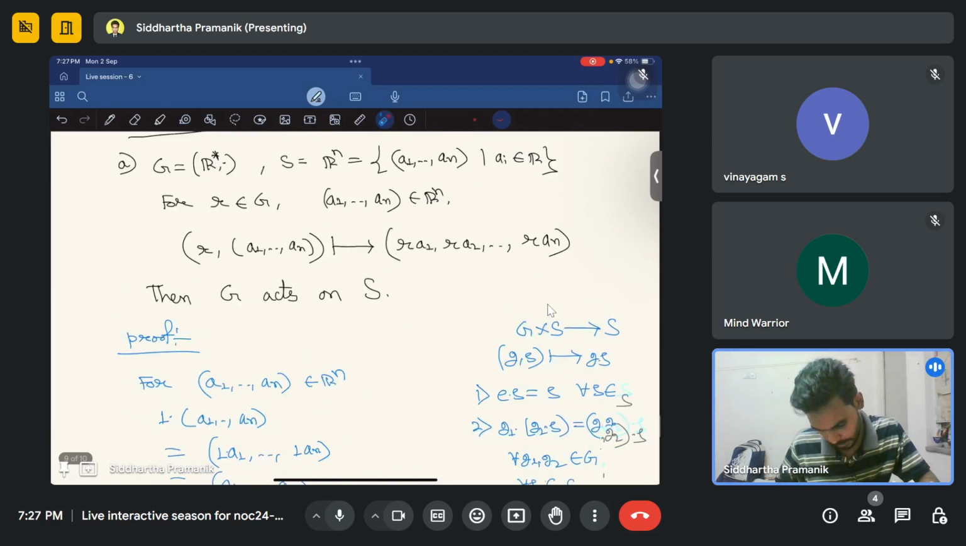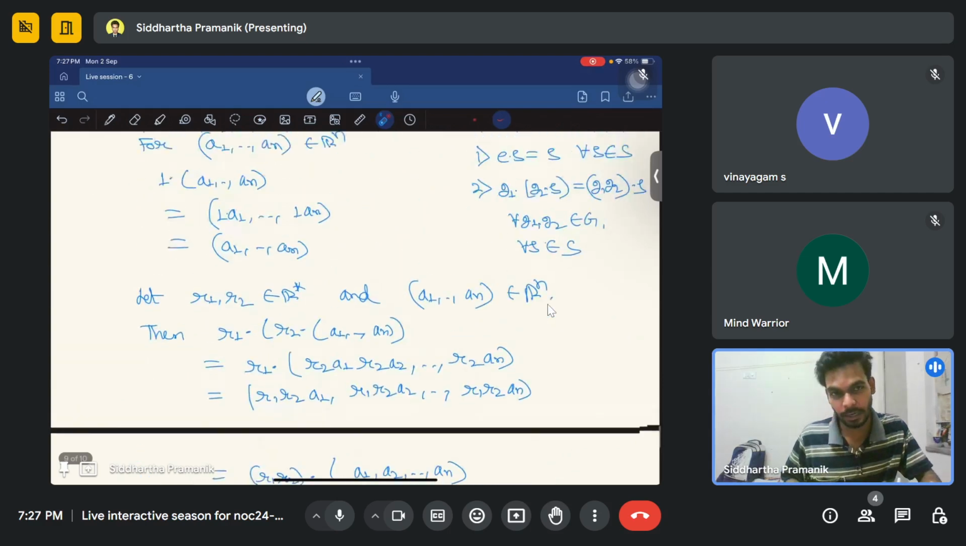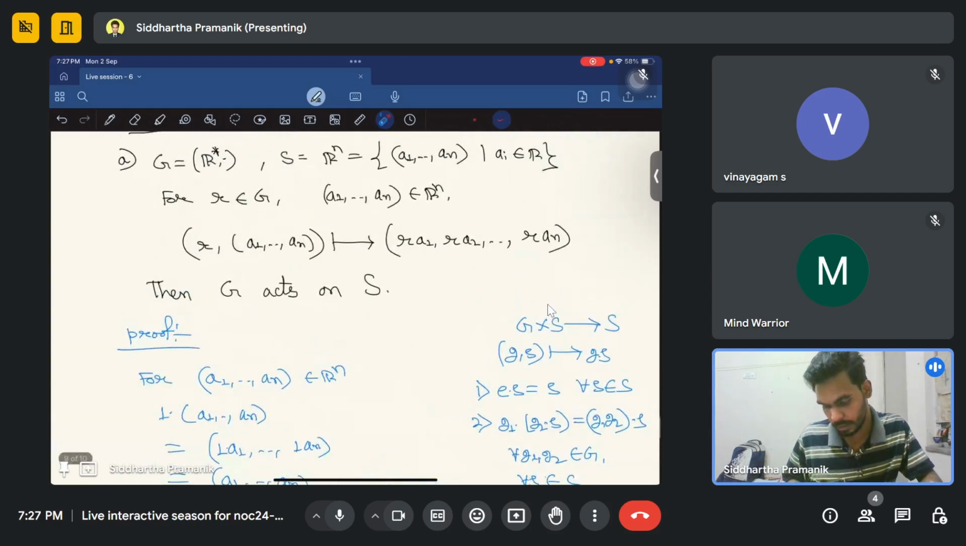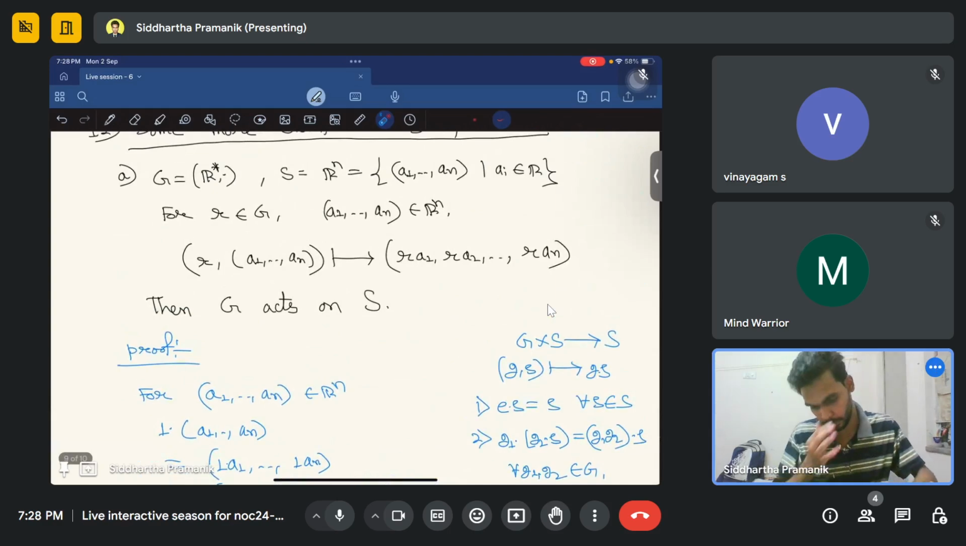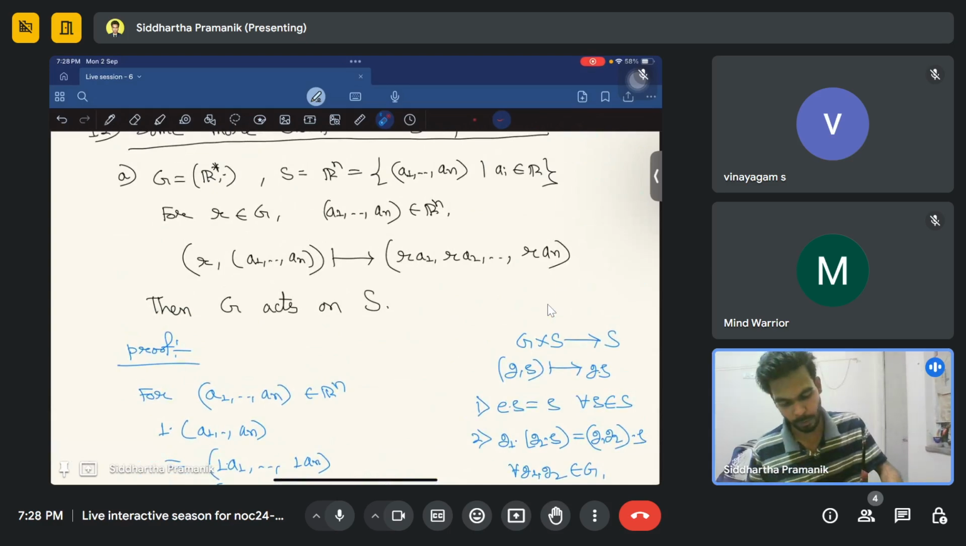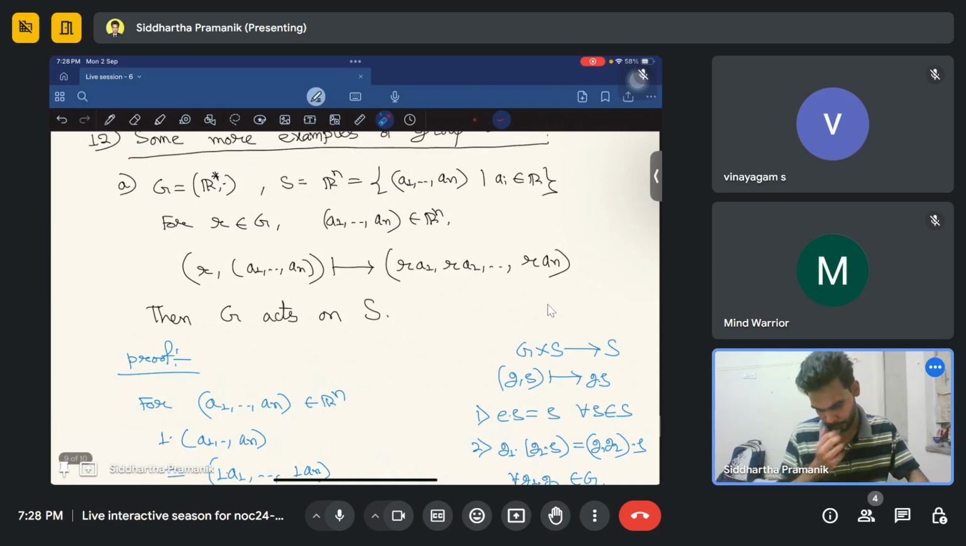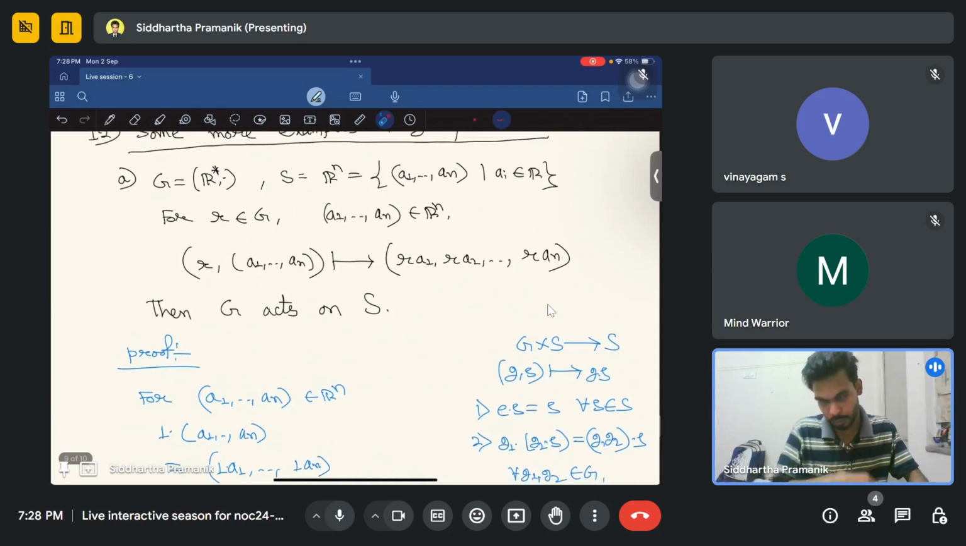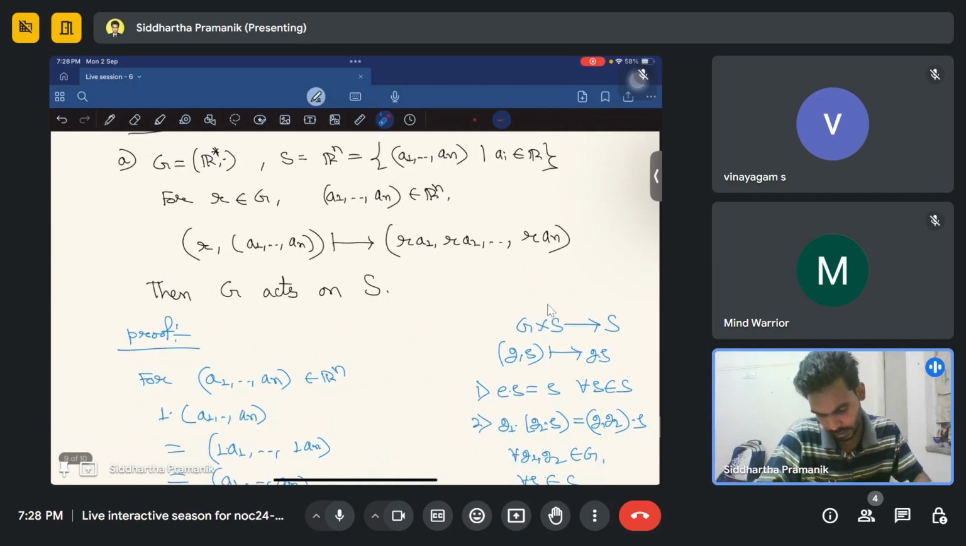So I have done this rigorously because in other examples, which are in the assignment, you may need to check which are group actions and which are not. So you just need to check step by step. That's all.